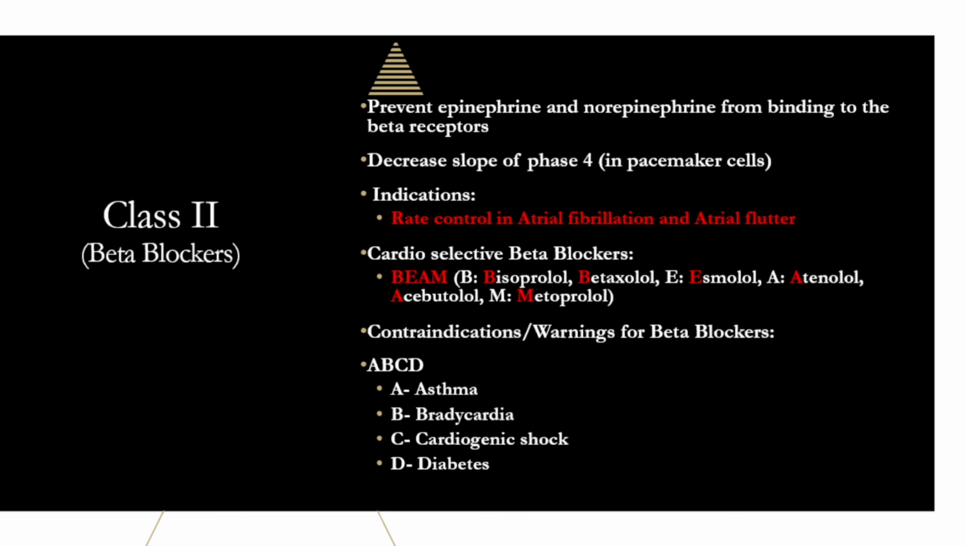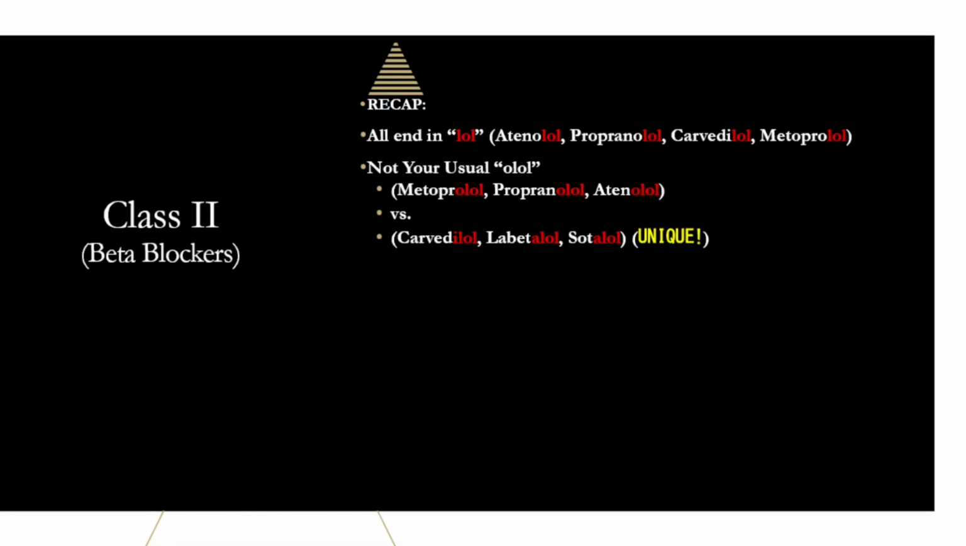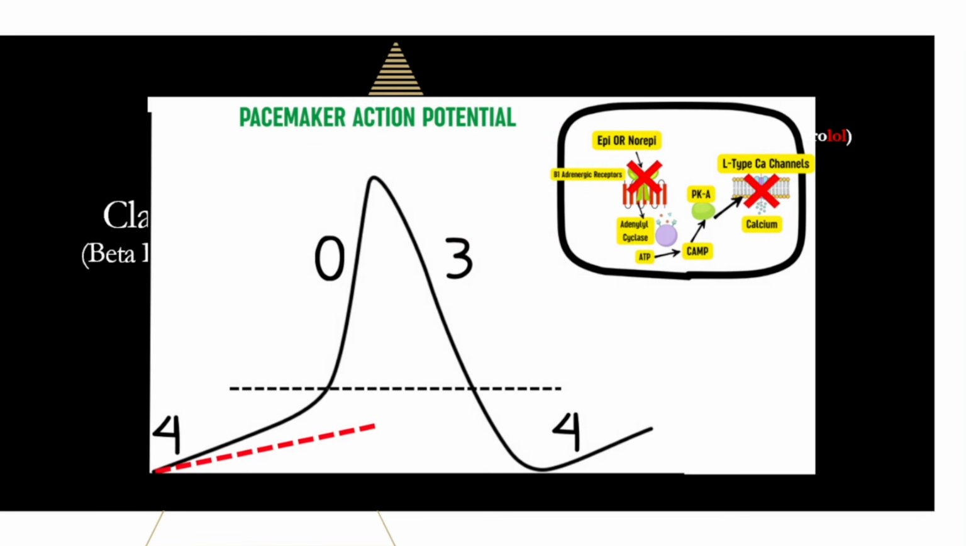All right, so that's your beta blockers. Quick recap of the juicy details of our class 2 antiarrhythmics. Remember, the second letter of the alphabet is B, and beta blockers, which start with a B, are our class 2 antiarrhythmics. All drugs in this class end in LOL, and most end in OLOL. The ones that don't got something special about them. Beta blockers block epi and norepi from binding to our beta-1 receptors in the heart, indirectly decreasing intracellular calcium influx, decreasing the slope of phase 4.